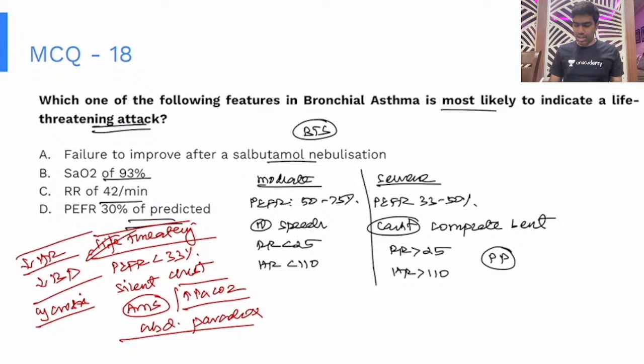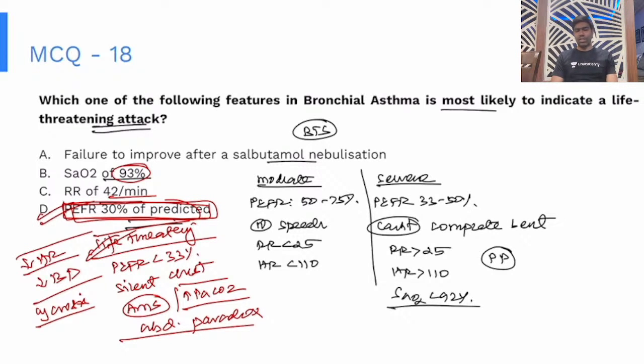Saturation of less than 92% is a sign of severe attack, but here they have given saturation of 93%, which is not a sign of a severe attack, and respiratory rate of 42 is not a sign of severe attack, but definitely PFR of 30% is going to be a sign of severe attack. Okay, so the right answer for this question is going to be option C.